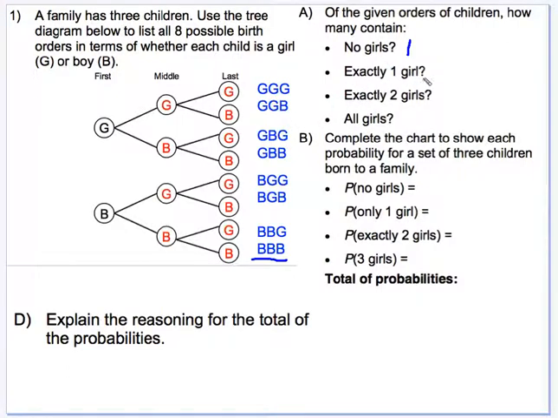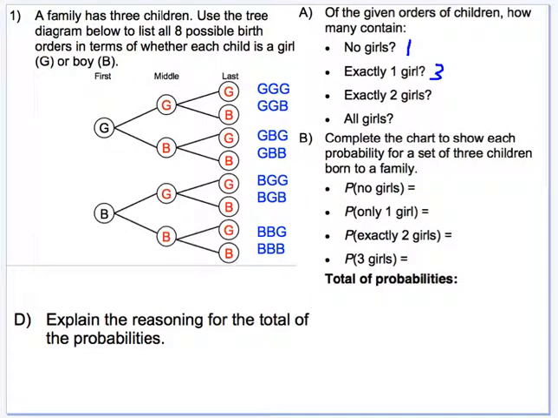And then how many have 1 girl? Well, right here I just have 1 girl. Right here I have 1 girl. Here I have 1 girl. And that's it. So we have 3 of them that have just 1 girl. How many have exactly 2 girls? Okay, let me erase those.